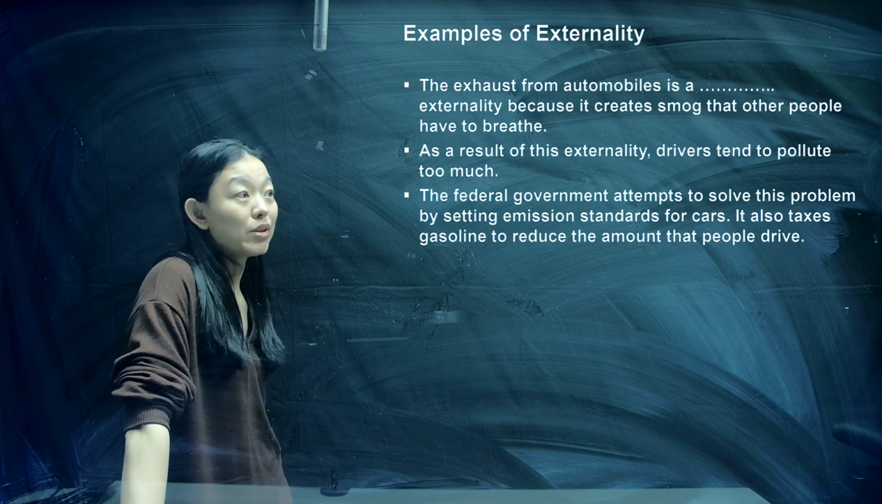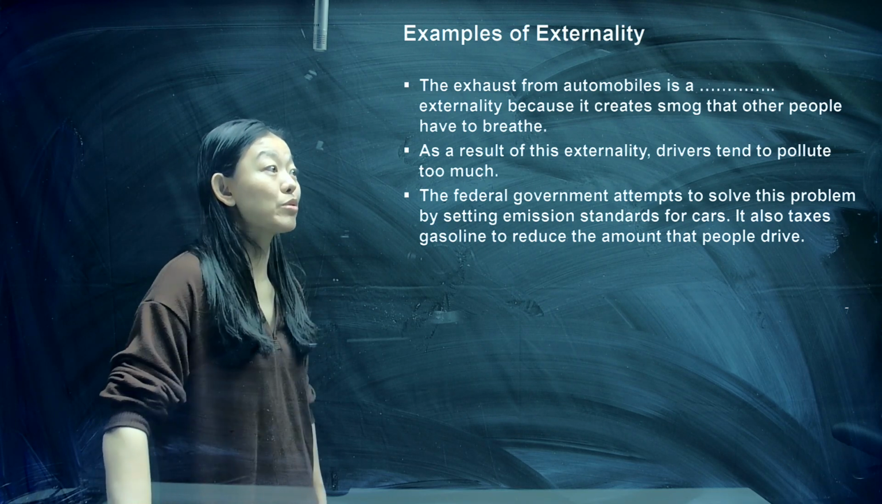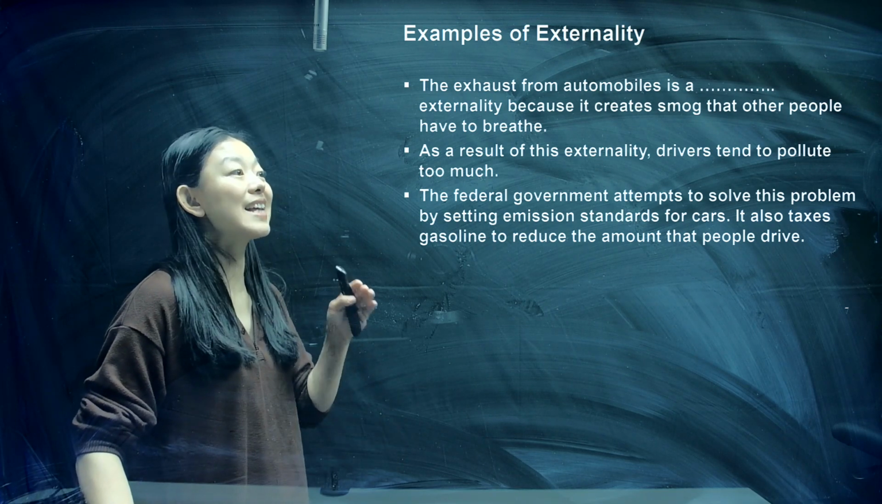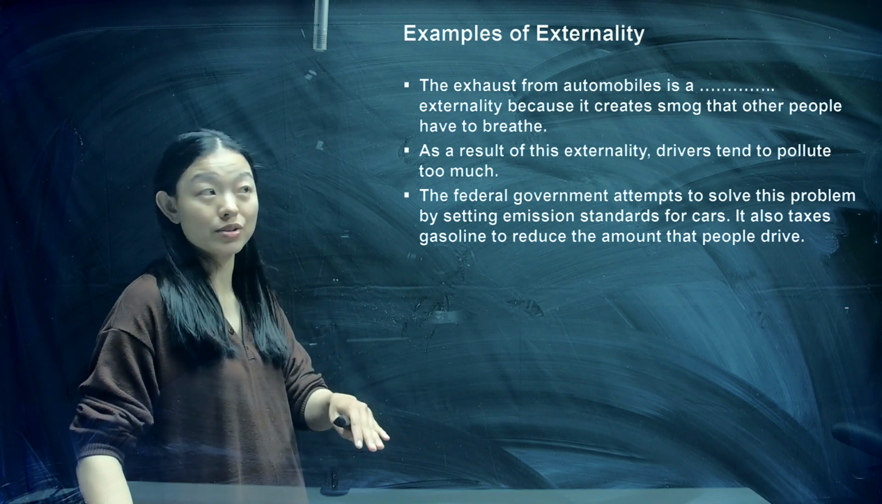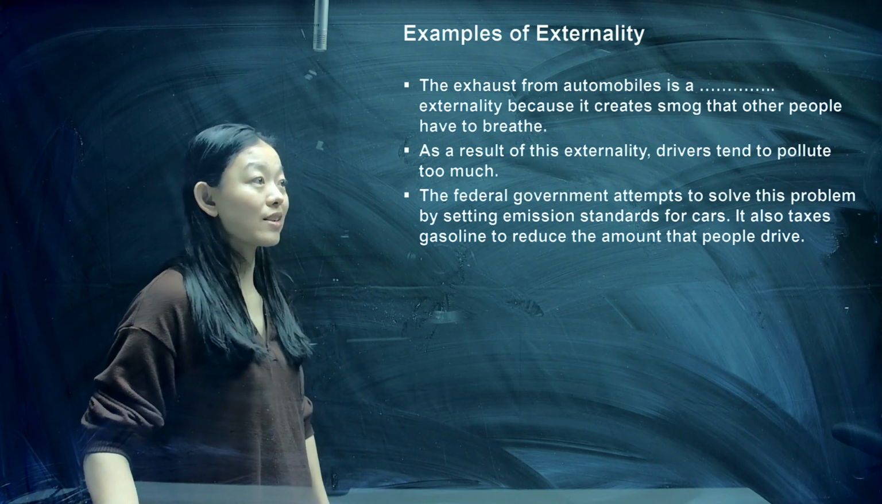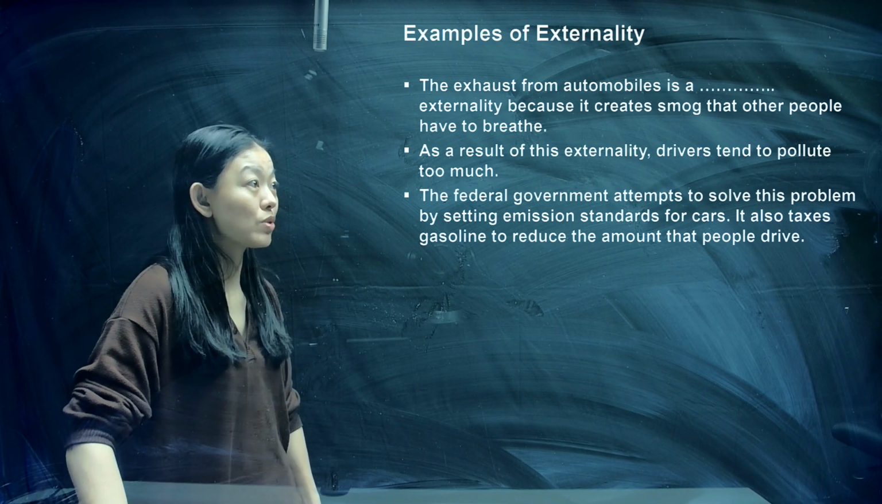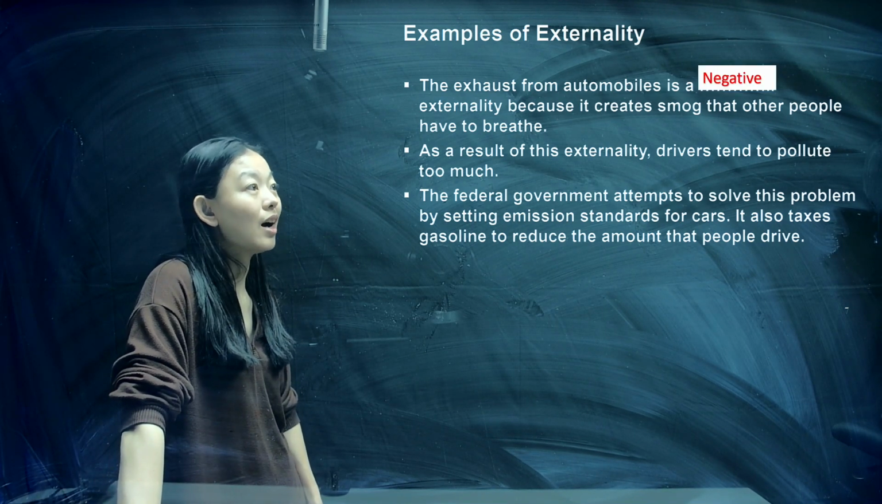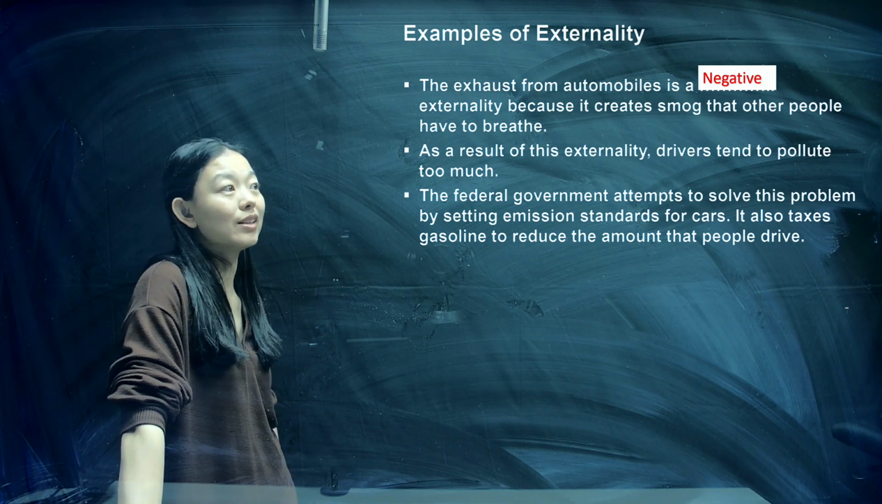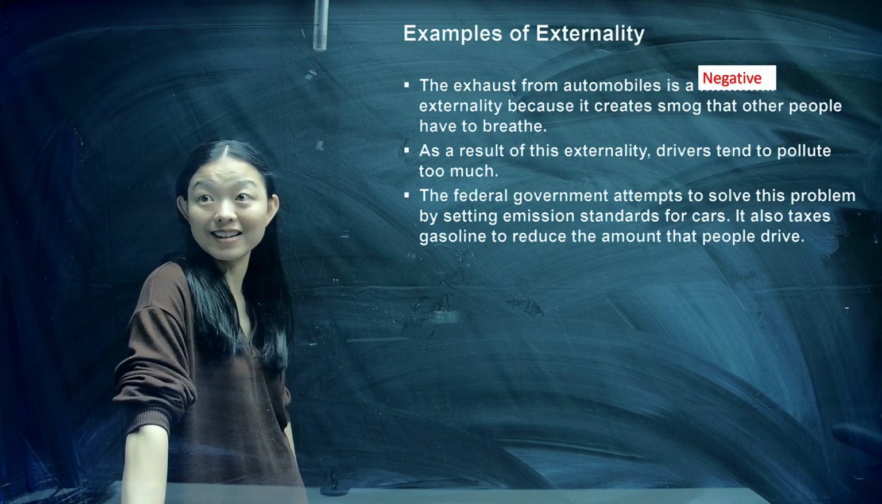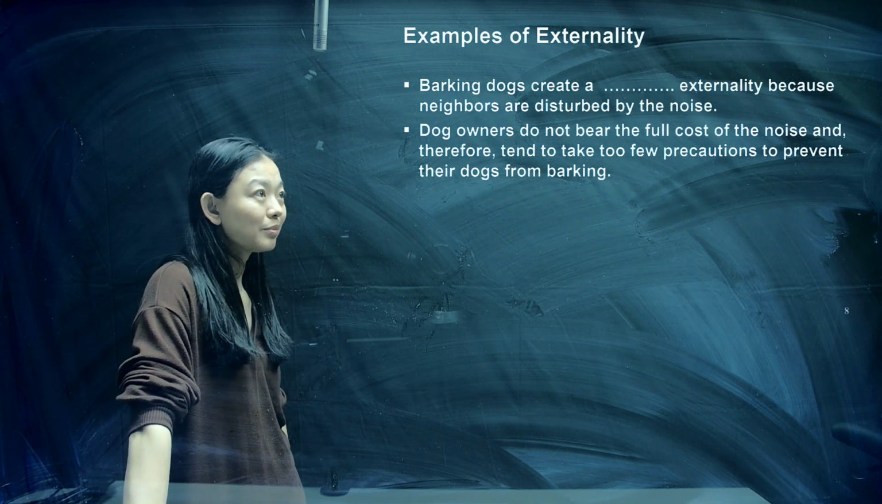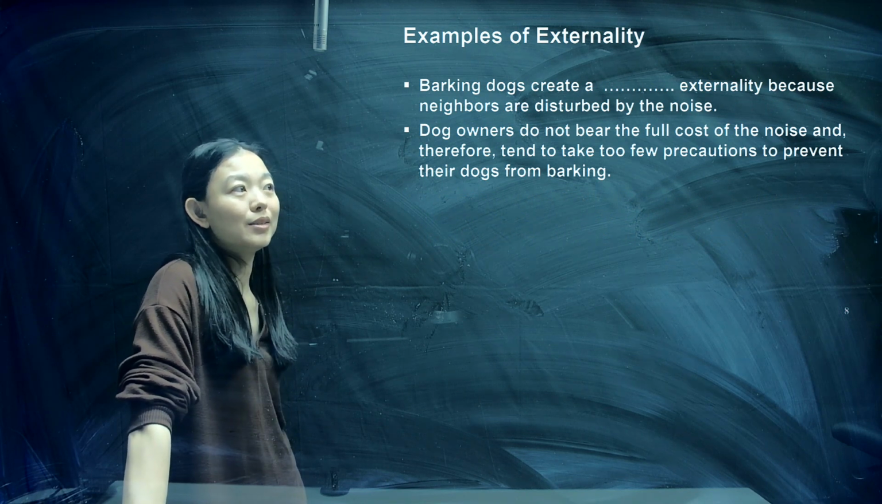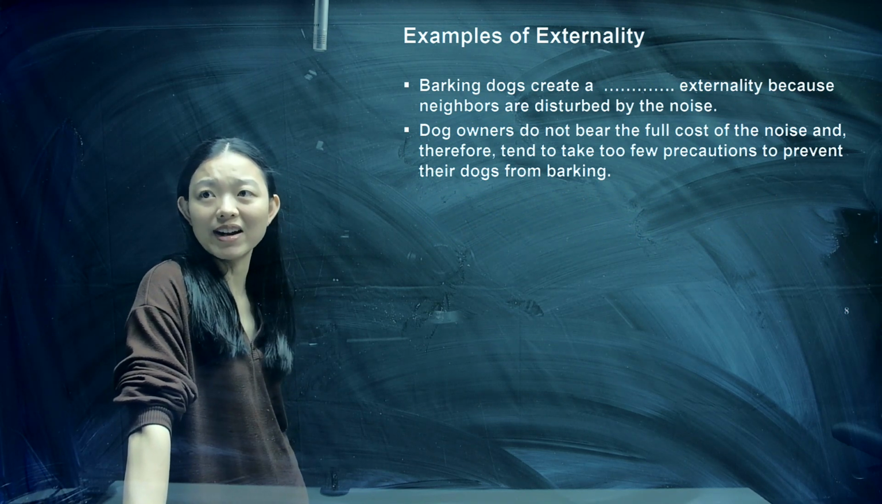And then what can the government do? The federal government attempts to solve this type of problem by setting emission standards for cars. It can also tax gasoline to reduce the amount people drive. Therefore, the exhaust of an automobile has a negative externality. Okay? Barking dog. What type of externality will a barking dog create?